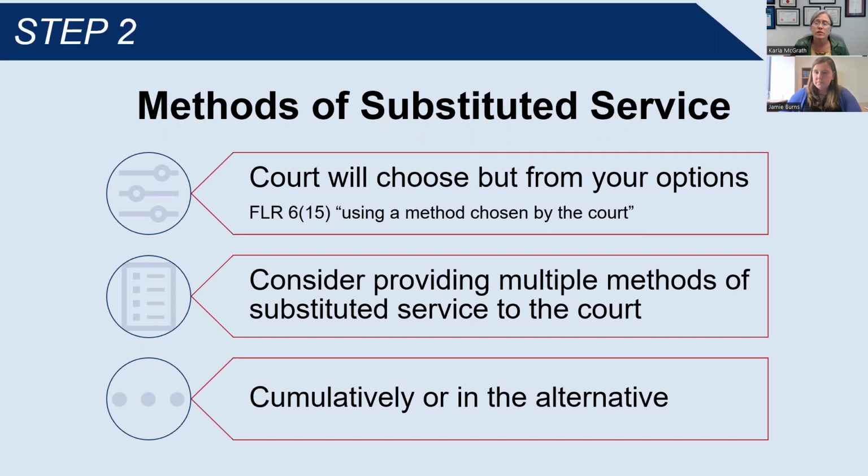So, methods of substituted service: the rule says using a method chosen by the court. That implies that the court is going to choose a method. And this doesn't just apply to this sort of motion. You don't go to the court and ask them what they want to do. That can be a big shift, certainly for self-representing litigants, but also sometimes for law students and young lawyers. We're not going to the court and asking them what they think. We're going to the court telling them what we want them to think. They're going to choose an option, but from our options. We're going to present them with the options and they're going to choose one.